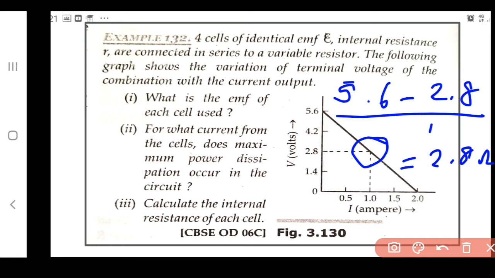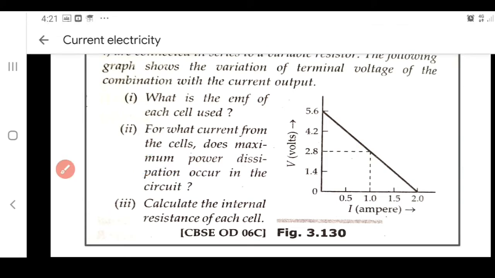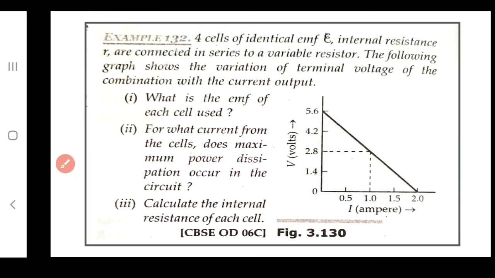So what will be the internal resistance of one cell? 2.8 by 4. So you will get it as 0.7 ohm. So internal resistance of each cell is 0.7 ohm. Okay, so now coming to the next question. For what current from the cells does the maximum power dissipation occur in the circuit?